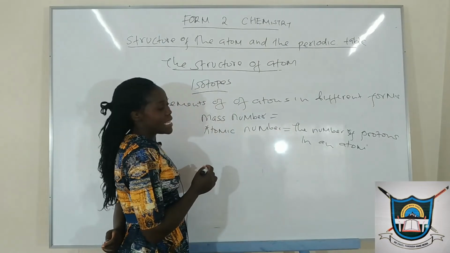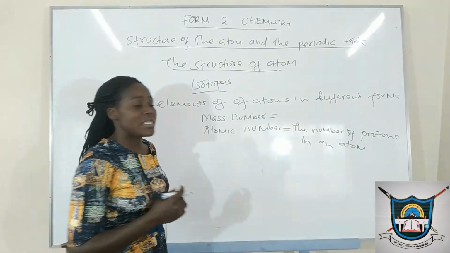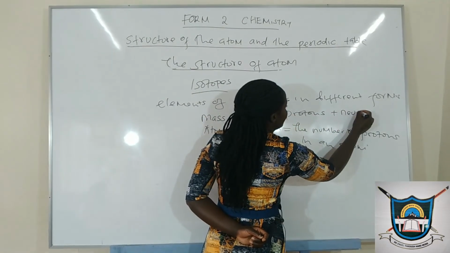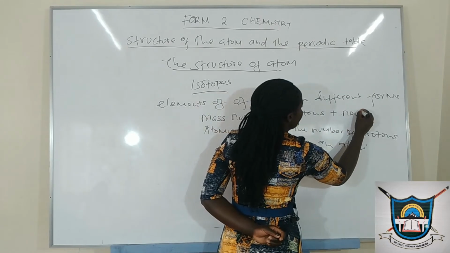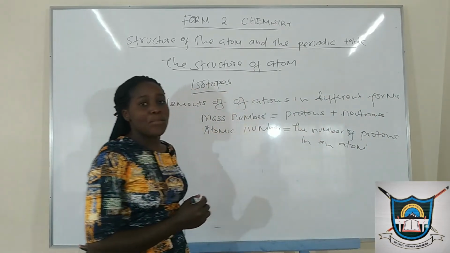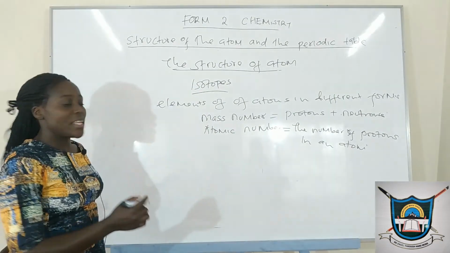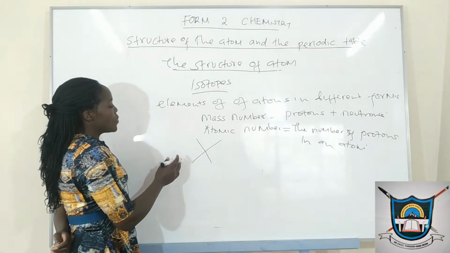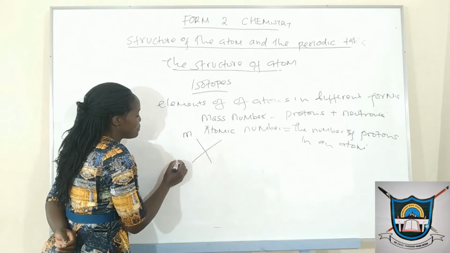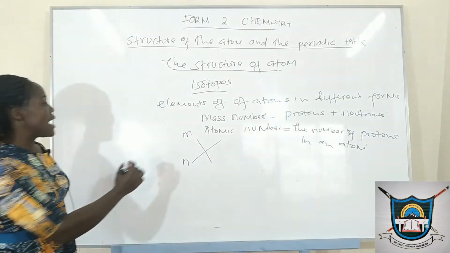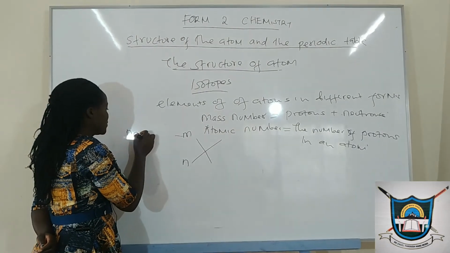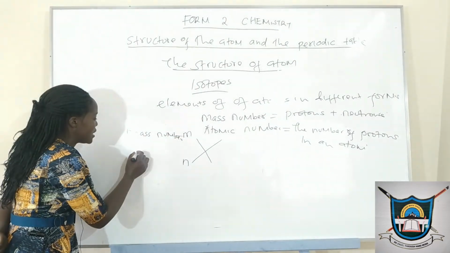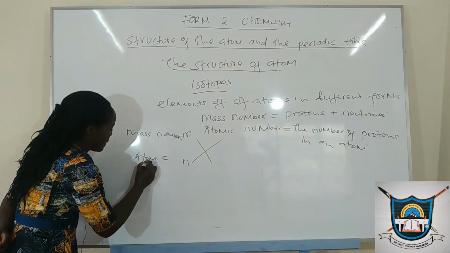The mass number is the number of protons plus the number of neutrons in the nucleus. So, for example, if we say symbol X represents an atom, and we have M and N, M will be our mass number, and N will be our atomic number.